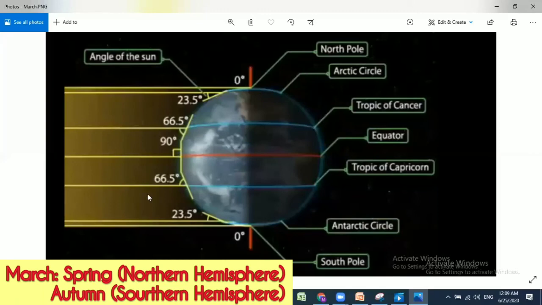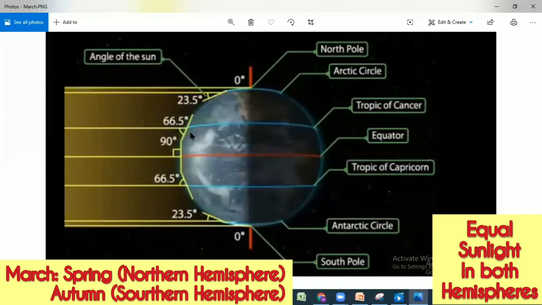So this is what happens in March. March mein we have spring season. What happens is the sunlight is directly coming on the equator. So your northern hemisphere and southern hemisphere both get equal amount of sunlight. So when it is getting equal amount of sunlight, we have spring. Yes, so this is what happens in March.